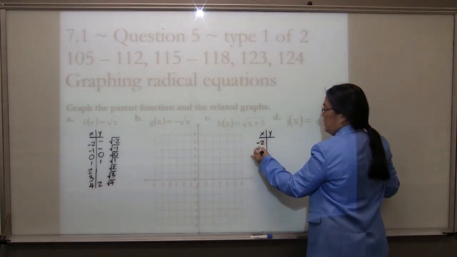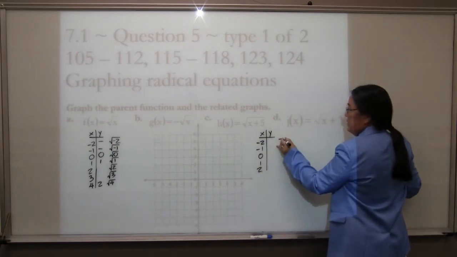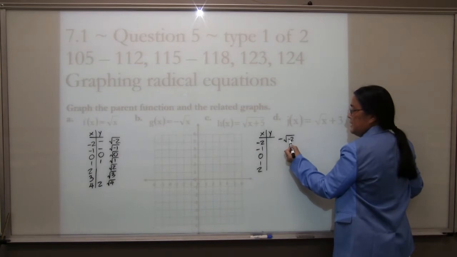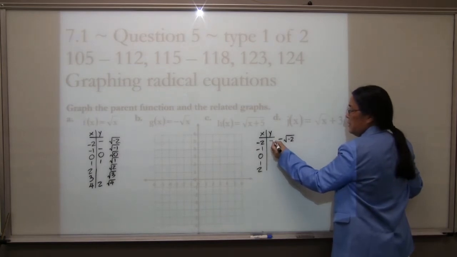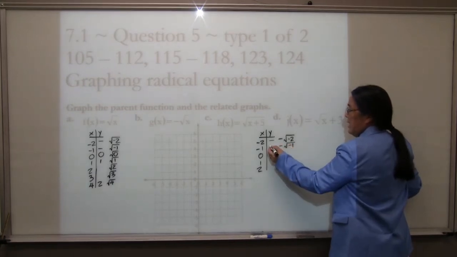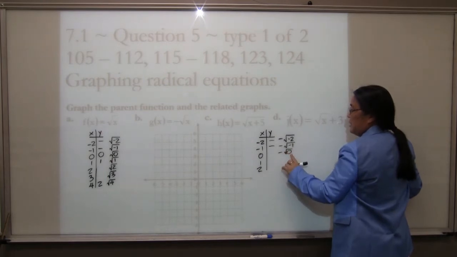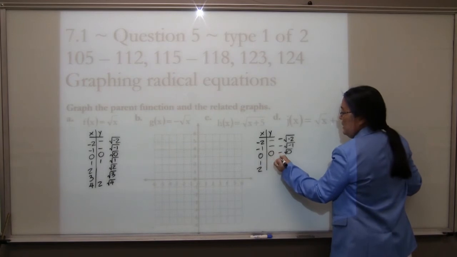So if I have negative 2, negative 1, 0, 1, 2, negative square root of negative 2, I still have an even index and a negative in the radicand, so I don't graph it. Negative square root of negative 1, I have an even index and a negative inside of the radicand. I don't graph that. Negative square root of 0. The square root of 0 is 0. There is no negative 0, it's just going to be 0. Negative square root of 1 gives you negative 1.